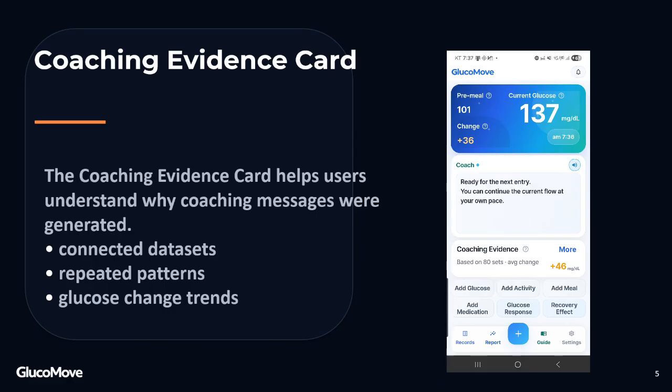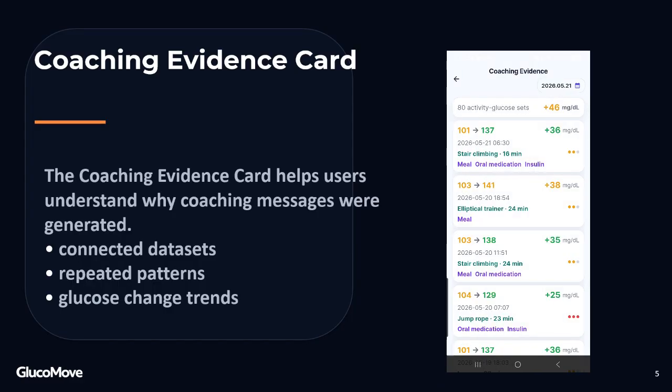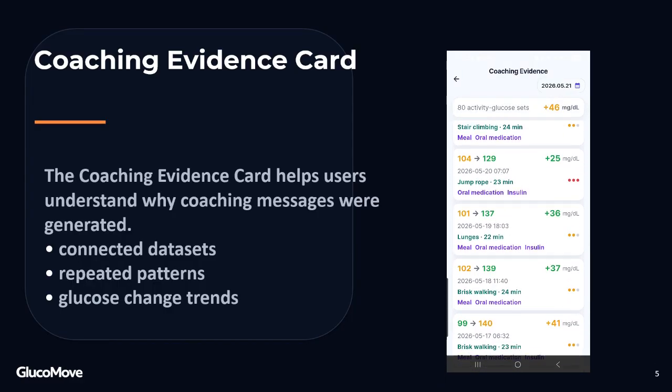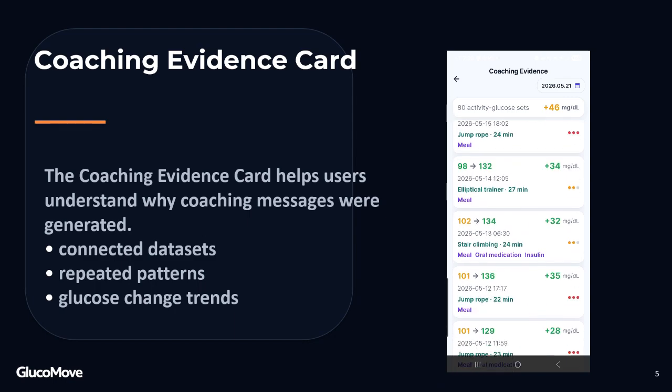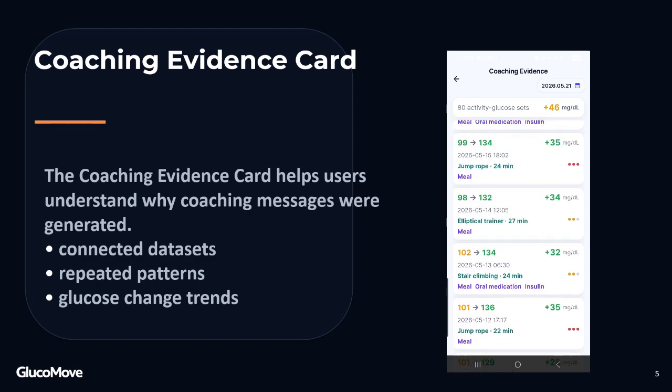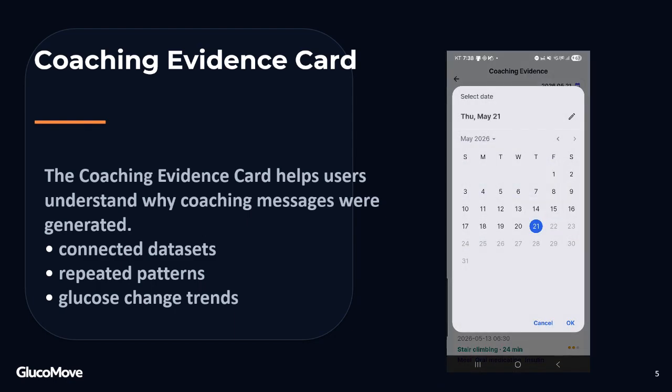As datasets accumulate over time, coaching evidence may become more meaningful and easier to interpret. Whenever possible, try to build connected datasets consistently. As more datasets are accumulated and repeated over time, you may begin to see how different activities influence glucose change and recovery patterns.